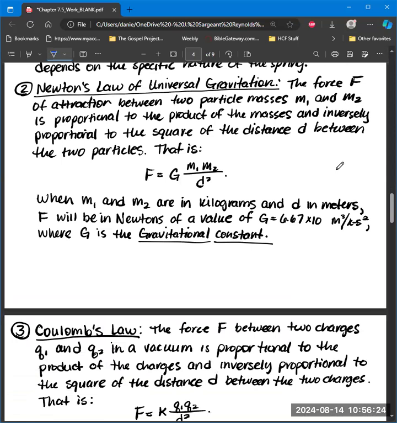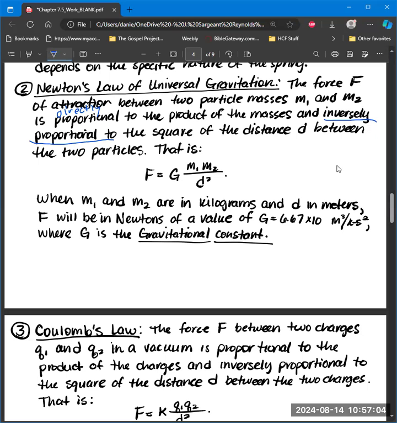All right, Newton's law of universal gravitation: the force F of attraction between two particle masses, M1 and M2, is directly proportional to the product of the masses and inversely proportional to the square of the distance d between the two particles. Directly proportional means it's in the numerator; inversely proportional to the square means it's in the denominator.